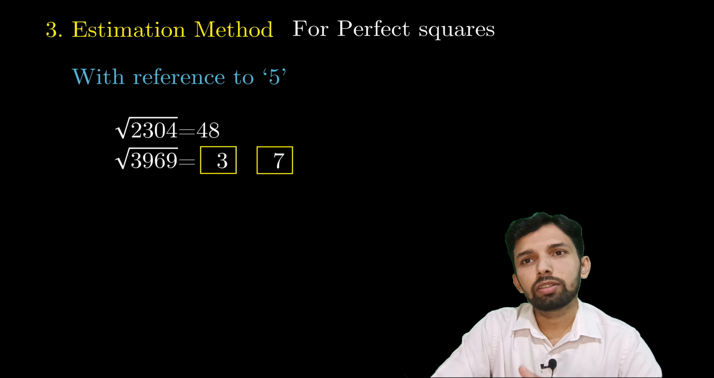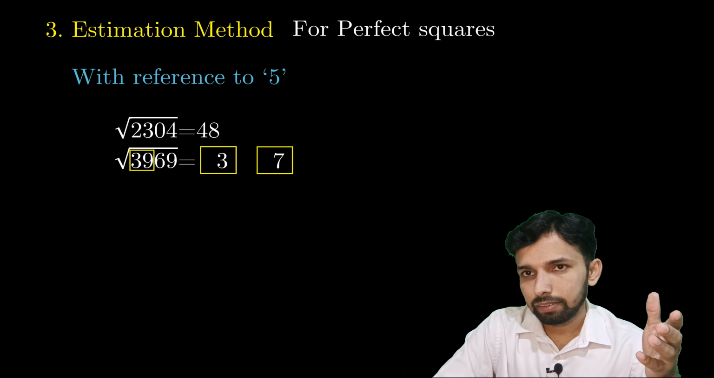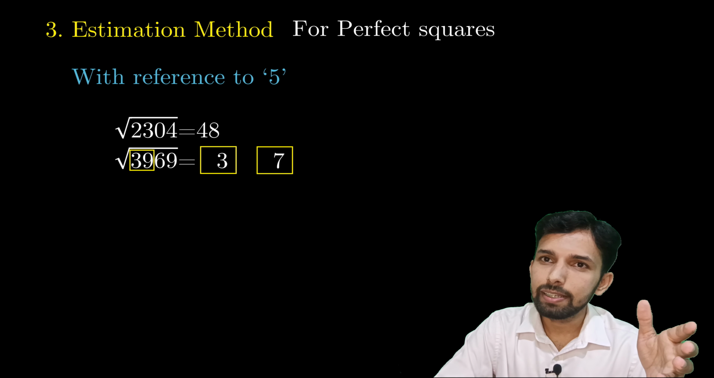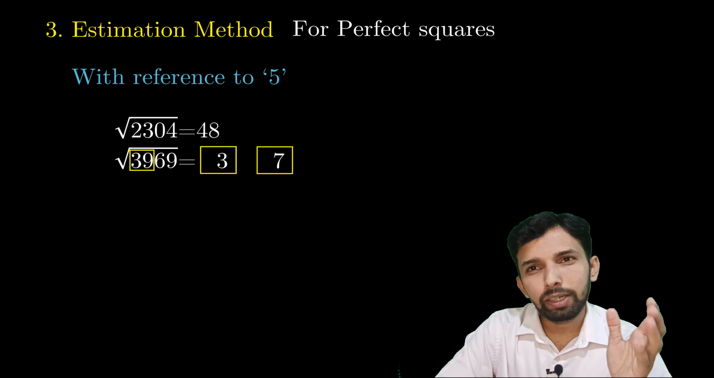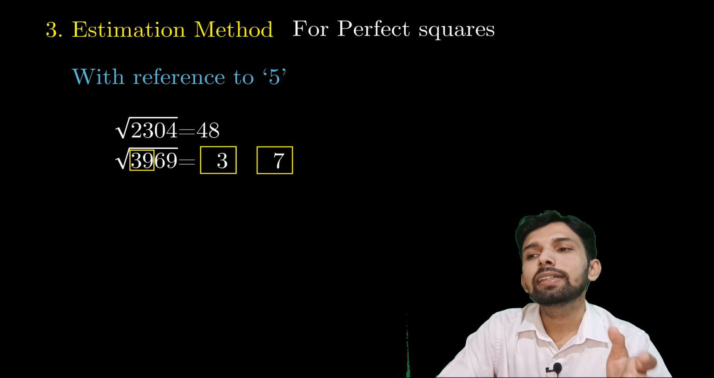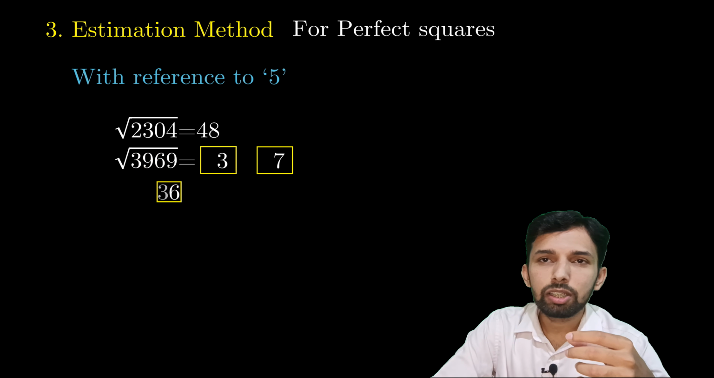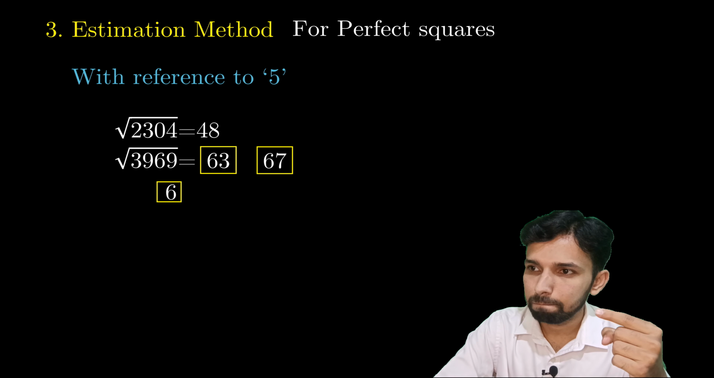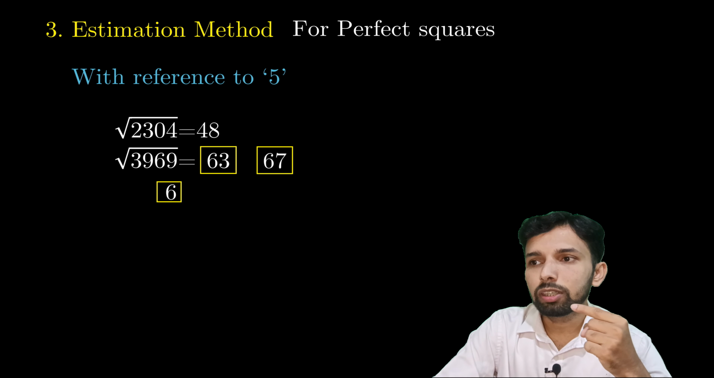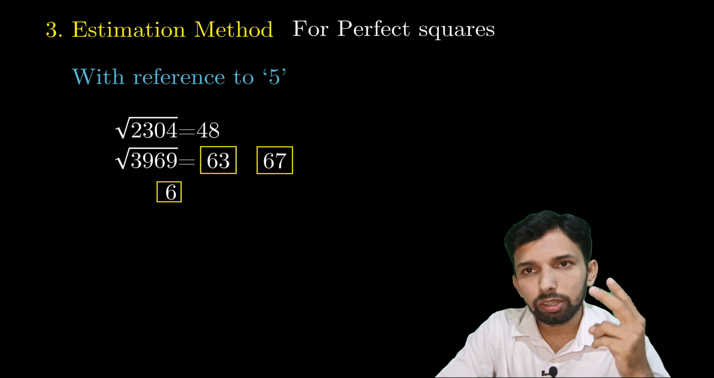Now we refer to the next pair of digits, that is 39. For that we are going to do the same exercise. The closest perfect square to that number which is less than the number. So we notice that it is 36. So at the tens place value we have the number 6, right? So for the number 6, we get 2 probable answers, 63 or 67.